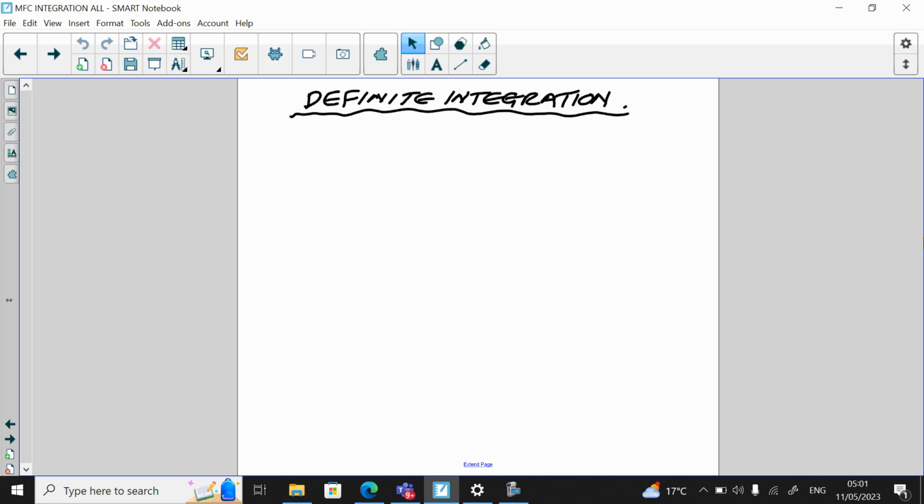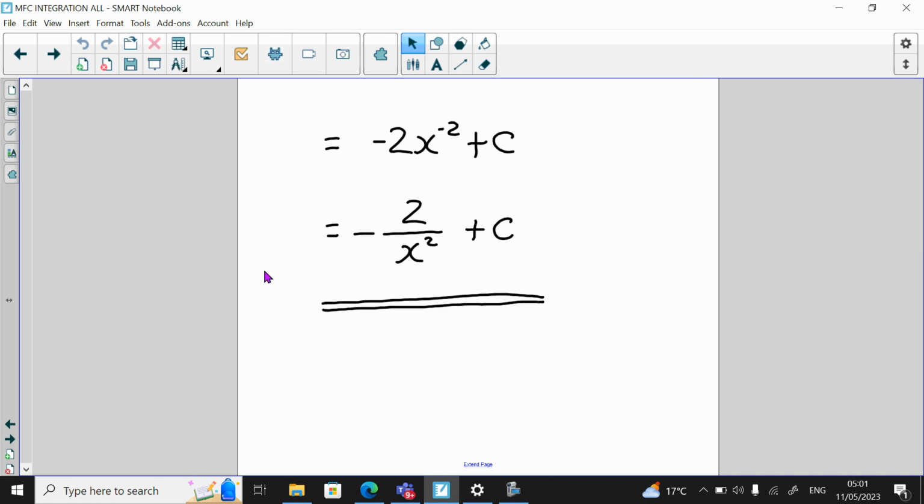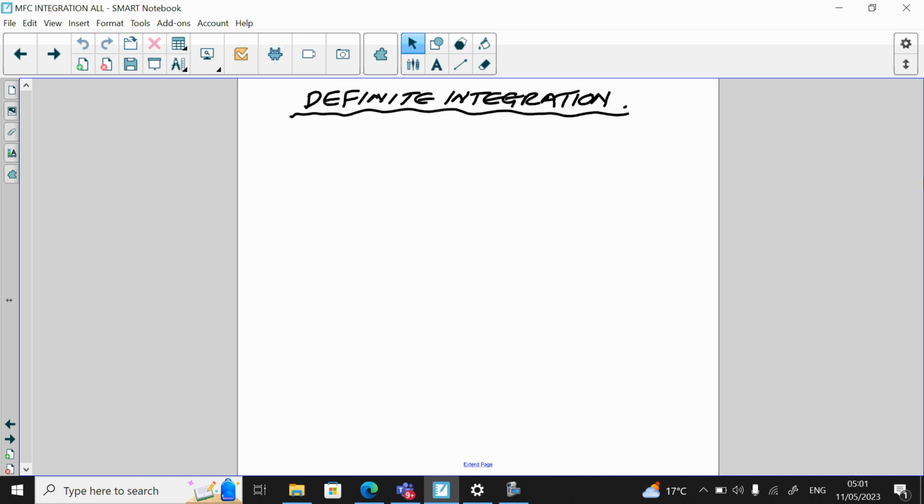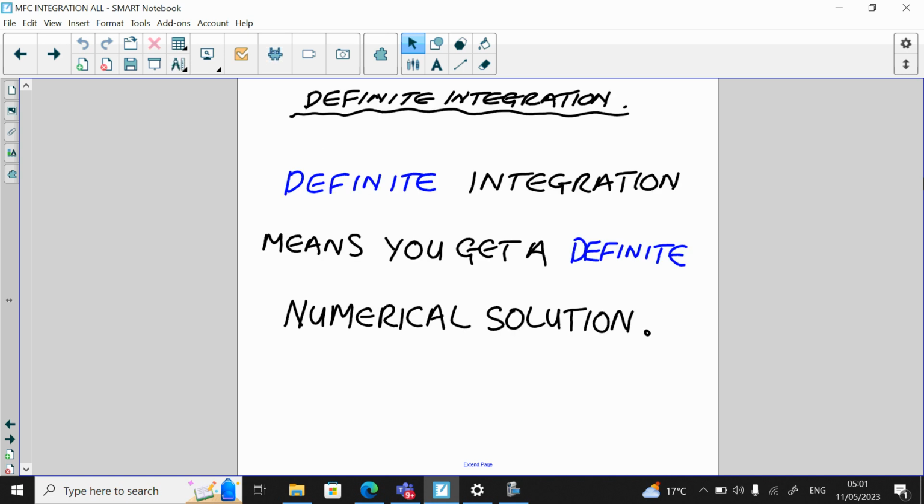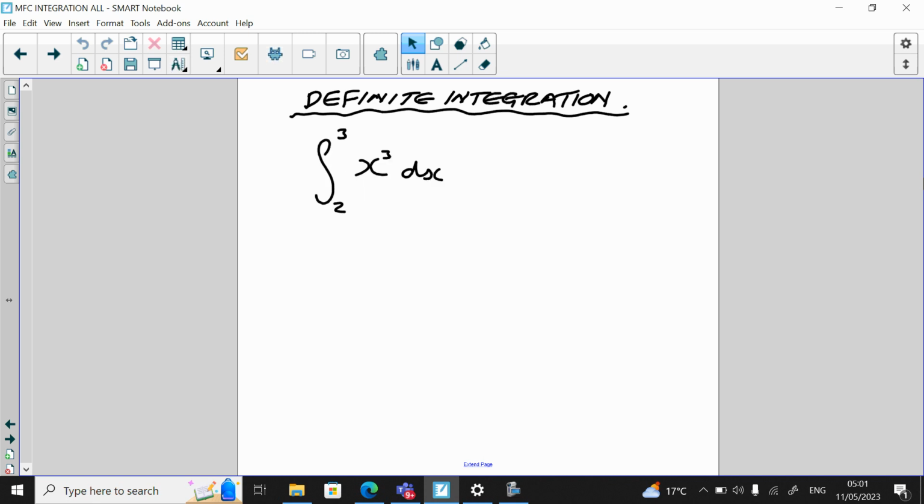We're now going to speak about definite integration. Previously, indefinite integration meant we just had an expression in terms of x, or whatever the variable is, plus c. In definite integration, we're going to get a number for the answer, a definite numerical solution. Everything looks the same, apart from we've got two numbers, top and bottom of the integration symbol, the extended S symbol here. These are known as the limits of integration.